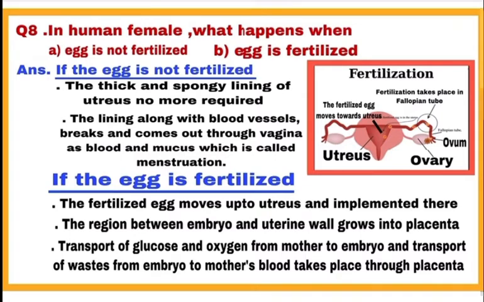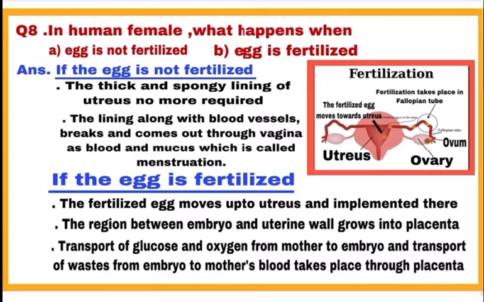If egg is fertilized, what will happen? See the location of fertilization in the diagram. Fertilization occurs in the fallopian tube, and then what happens? Point 1. The fertilized egg moves towards uterus and uterus में implant हो जाता है. Point number 2. And then what will happen? The region between embryo and the uterine wall grows into placenta. Means fetus join with uterus by placenta.